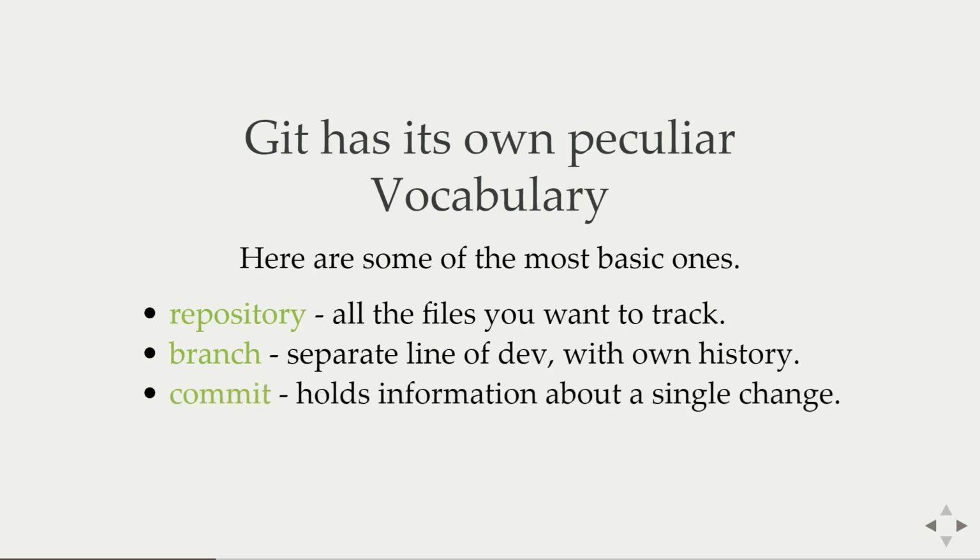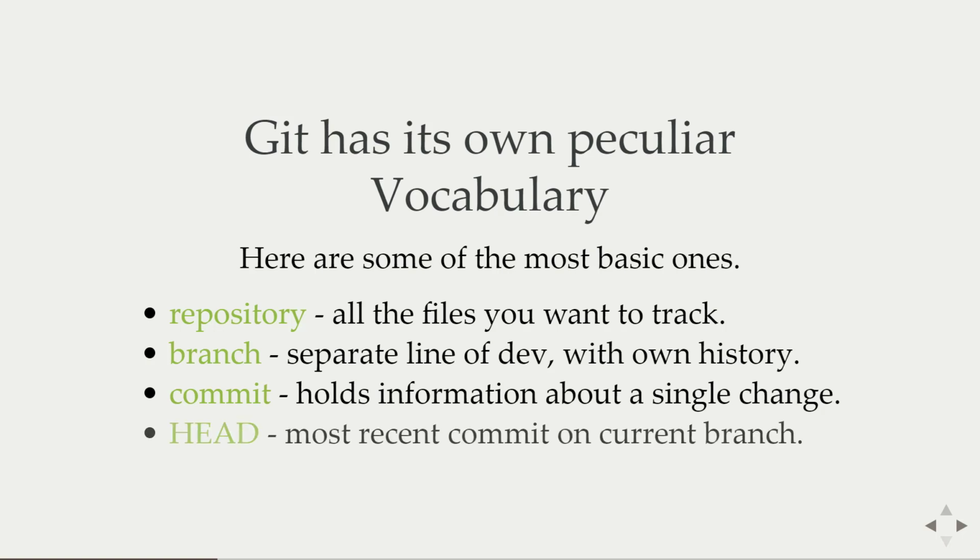A commit holds everything for a single change. And a commit is strictly on your machine. It doesn't get sent up to the repository yet. And then head is the most recent commit for whatever branch that you are actually on.